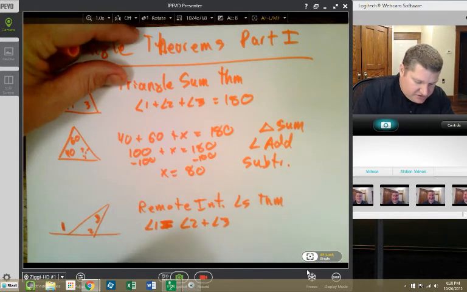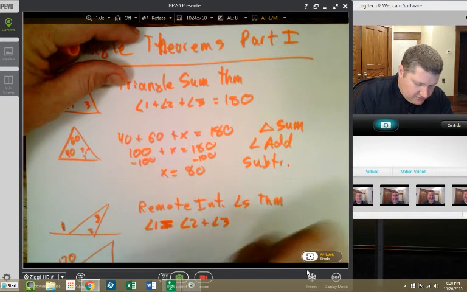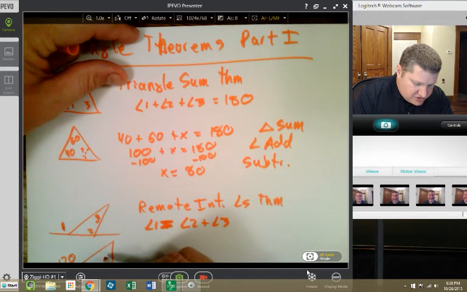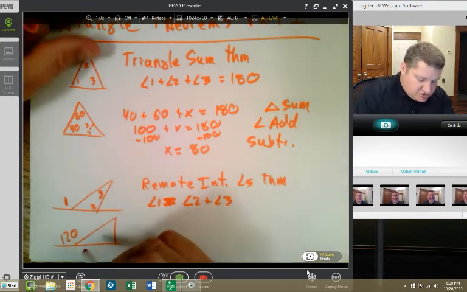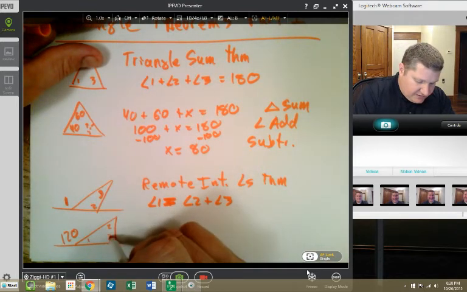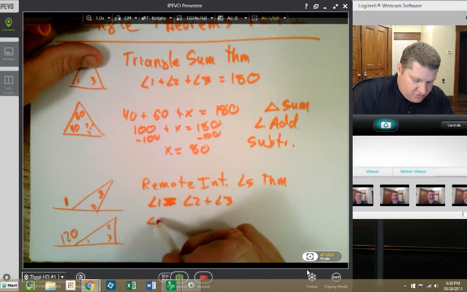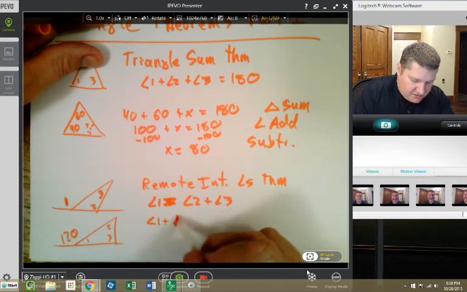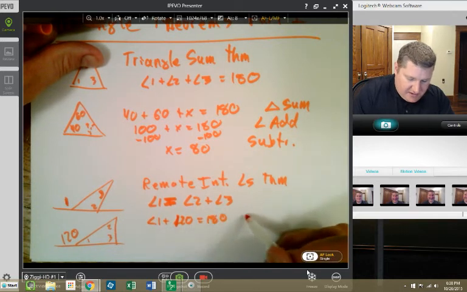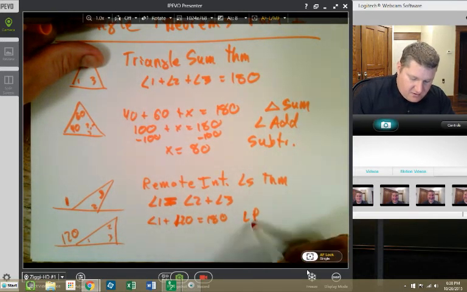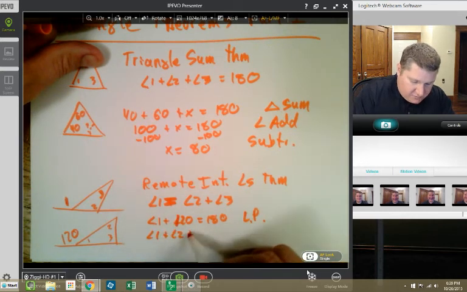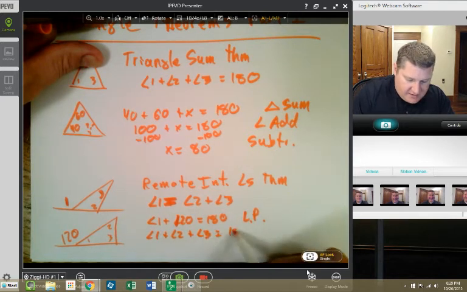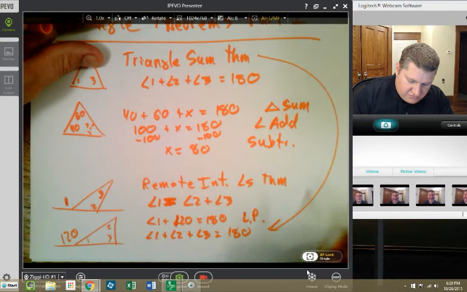If I take a situation like this, and I know that this is 120 degrees, I want to prove that these two angles over here add up to 120 degrees. So to do that, I'm going to have angle 1, 2, and 3. Well, I can easily say that angle 1 plus 120 equals 180 by linear pair. All right. Now, I can also say that angle 1 plus angle 2 plus angle 3 equals 180, again by triangle sum theorem.